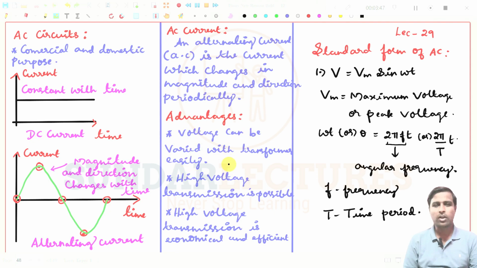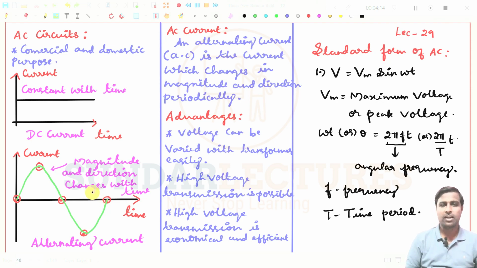We are not going very much into what a transformer or transmission is; we just want to know the advantages of AC over DC. The next topic is the standard form of AC. Not only this is AC: whatever signals you take, if they change with respect to time, then obviously that is an alternating quantity.